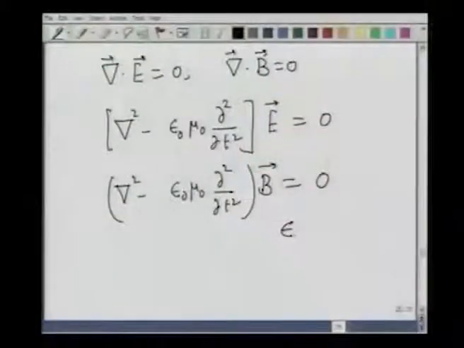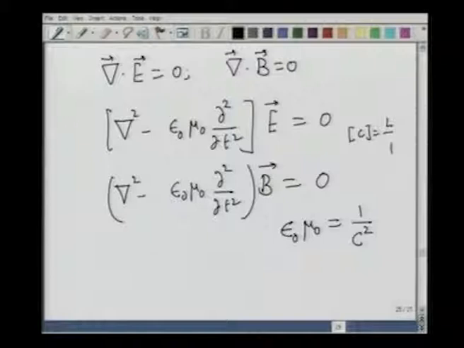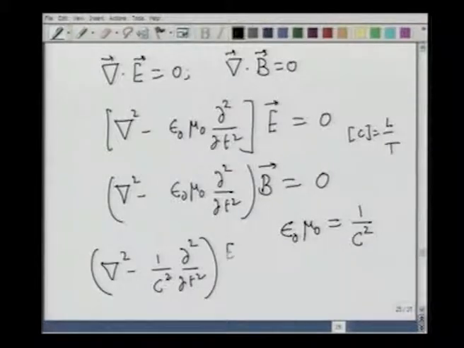And as I told you, epsilon naught is a number, mu naught is a number. Epsilon naught mu naught has the dimension of 1 over velocity squared. So, now let me introduce a notation. Epsilon naught mu naught is equal to 1 over c squared, where c has the dimension of velocity. c has the dimension L by T. Then this equation becomes, I am writing a very, very famous equation, del squared minus 1 over c squared del squared by dt squared, operating on either E or B is equal to 0. This equation is a very, very important equation, and whatever is in the curly bracket is called the D'Alembertian.